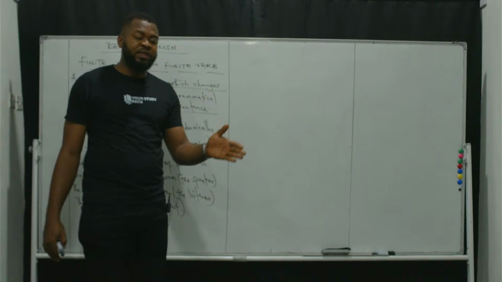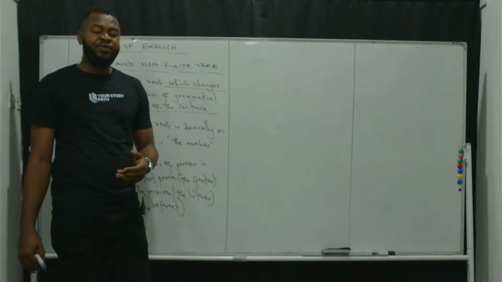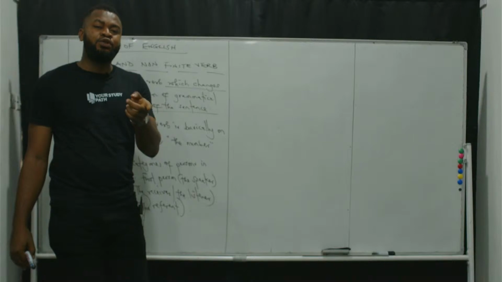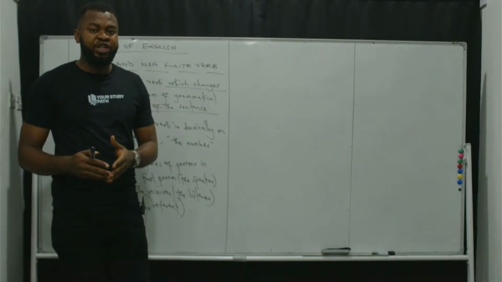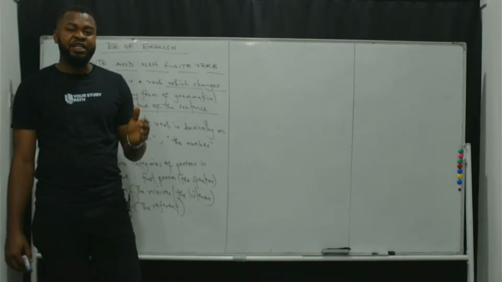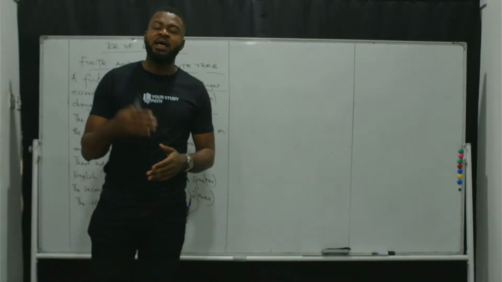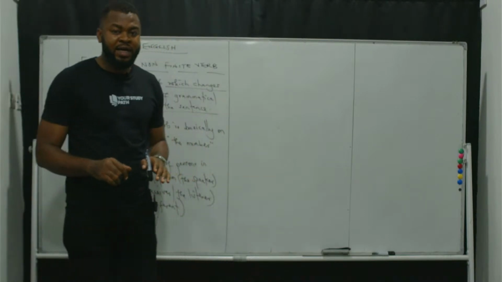So if it moves from present tense to past tense, what happens? The irregular verb will change. And if it moves again from past tense to past participle, what happens? The verb would also change. That's irregular verb for you. It does not have a fixed form of ed ending for both past tense and past participle. I hope this is very clear to you. Now let's look at another aspect.